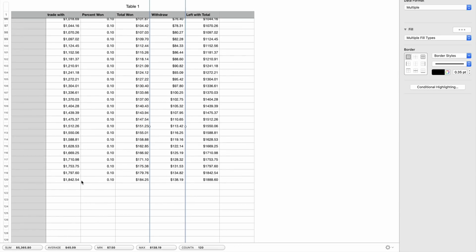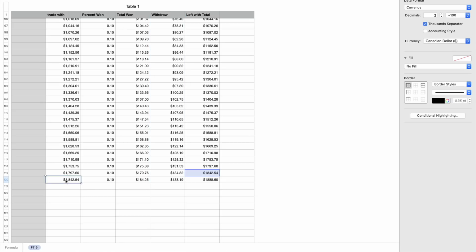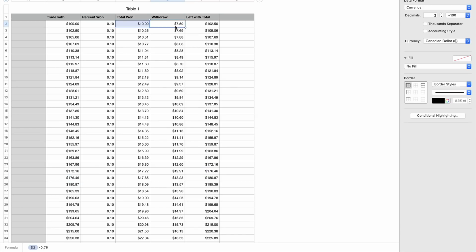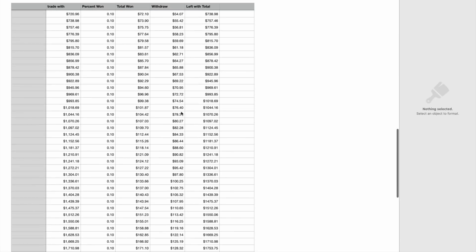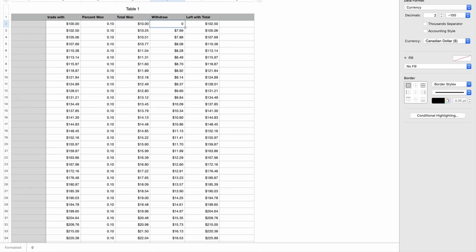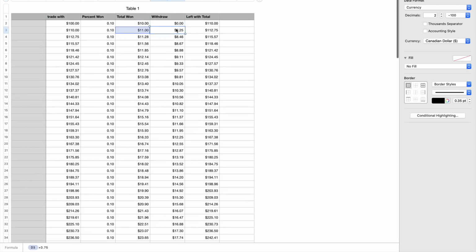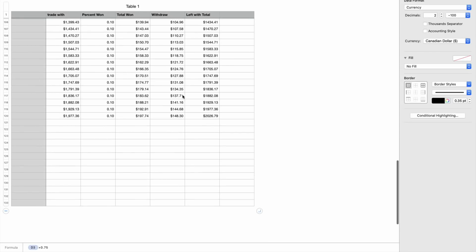So you're withdrawing this, and now here after 120 trades, you're at 1,800. Right? So it depends if you're going to take the money out or keep it in, you know? And let's say here you decided, I'm going to take this times 0.5. So you took half your money out. So you decide, you know what, I'm not going to withdraw any. So I'm going to go here.